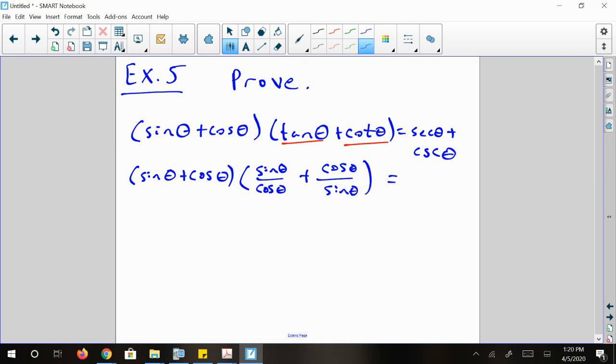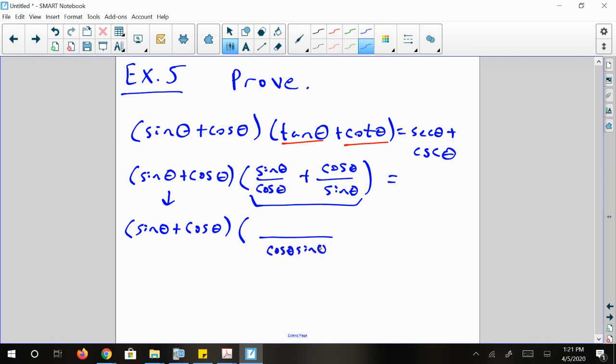Okay. And I'm going to keep working in this set of parentheses because now I have 2 different fractions. So I'm just going to keep this the same for right now. But in this second set of parentheses, I'm going to rewrite this as one big fraction with common denominators. Common denominator here, cosine of theta times sine of theta.